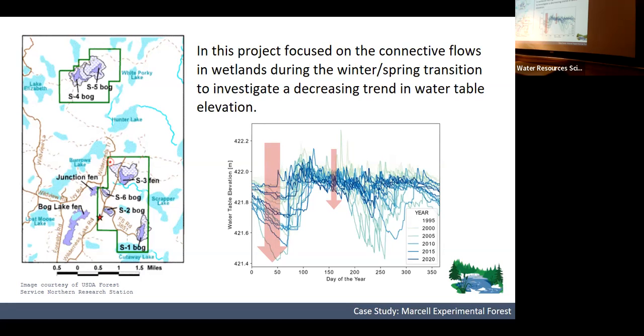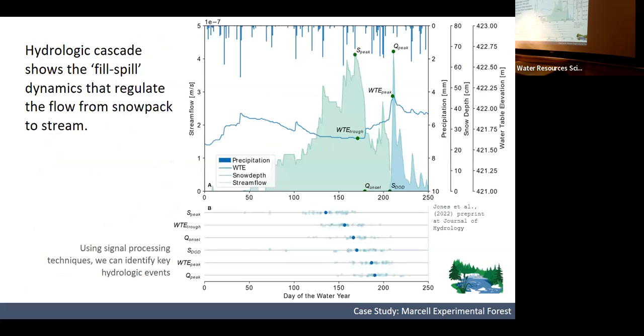And so thinking about what we know now about water availability in the summer and its influence on carbon emissions, we wanted to explore why this might be happening. So what factors relating to winter hydrology mostly, and that winter-spring transition because of that big recharge event, might be causing this decline in water table elevation.